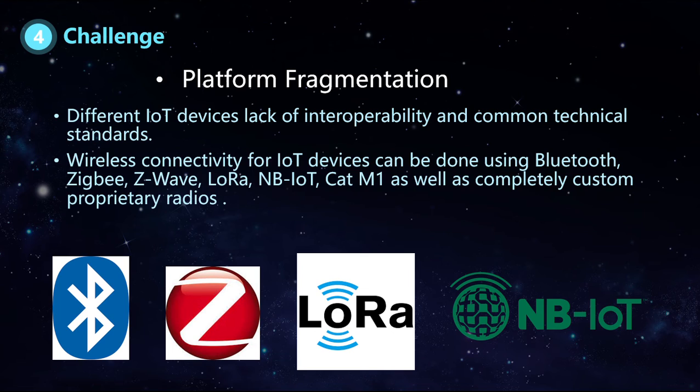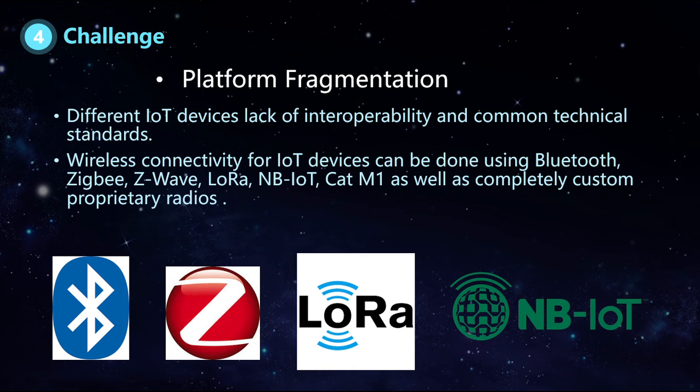For example, wireless connectivity for IoT devices can be done using Bluetooth, Zigbee, Z-Wave, LoRa, and NB-IoT, as well as completely custom proprietary radios, each with its own advantages and disadvantages and unique support ecosystem.